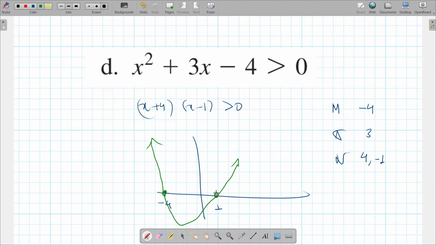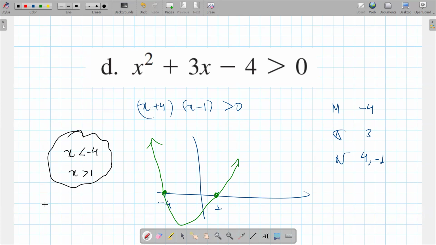And we need the function to be positive, right? Strictly positive. Greater than 0 means strictly positive. So where is this function strictly positive? In other words, where is it above the x-axis? So it's when x is less than -4 and when x is bigger than 1, right? That's when it's above the x-axis, and that's the answer.